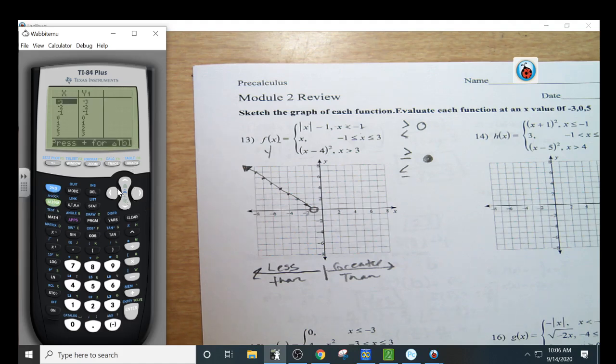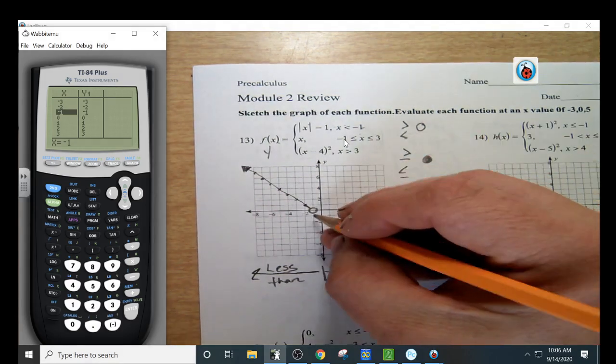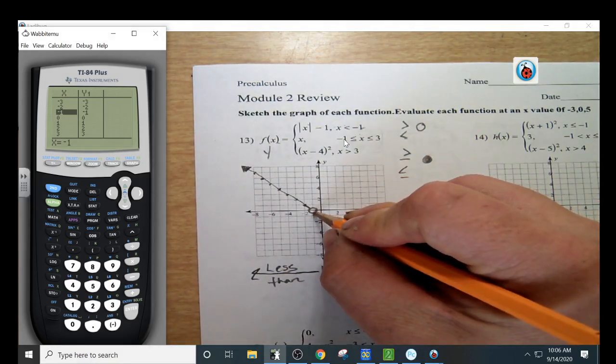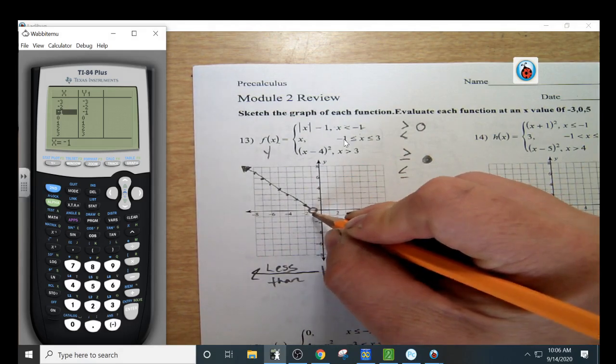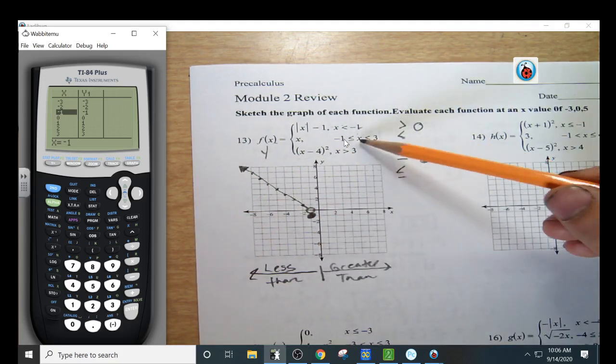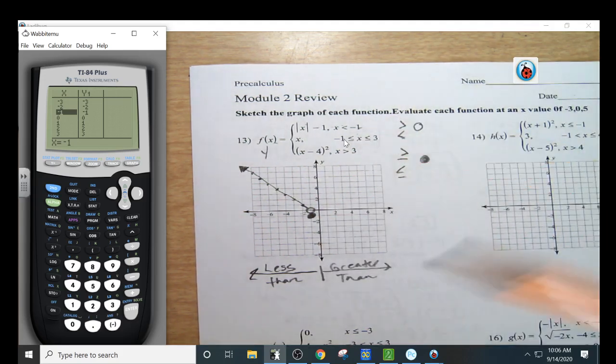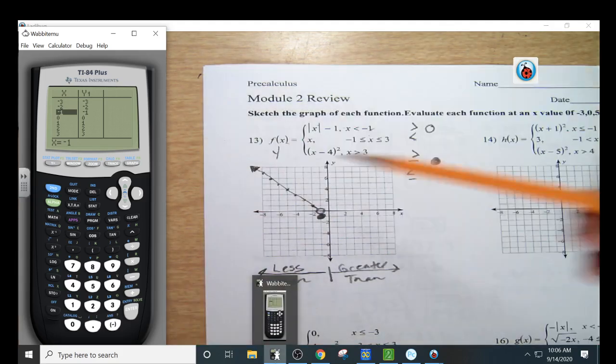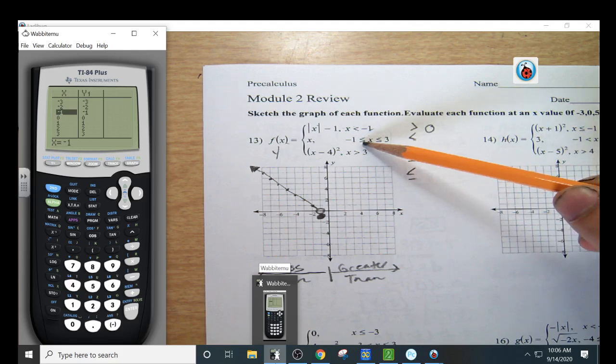All right, so we need to find -1 in our table because we know that's where it's going to start. Okay, and this particular -1 is going to be a solid dot because it's got the equal to. So it is going to be solid based on having the equal to sign.